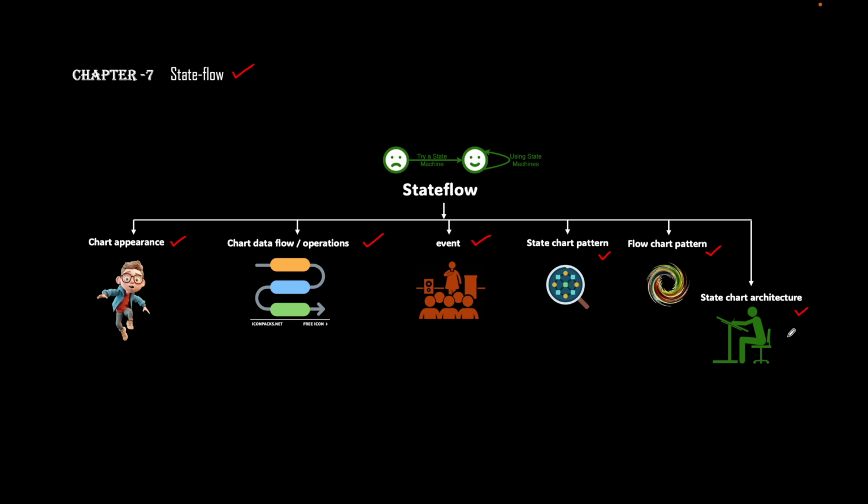So this is all about the Stateflow chapter, which is chapter 7. It is somehow similar to chapter 6, which is the chapter of Simulink, but there will be many variations available in this particular chapter compared to the Simulink one. So in the coming tutorial, we will start with the chart appearance, and we will see how we should have the chart organized based on its appearance.